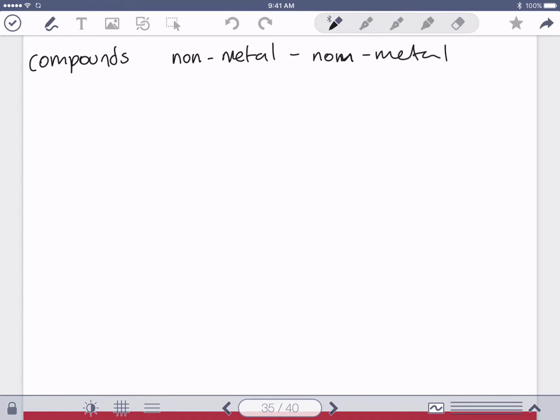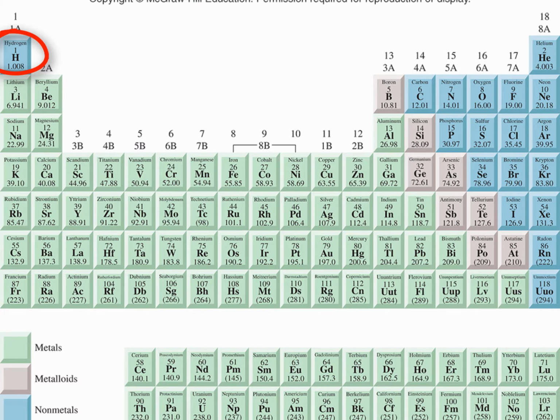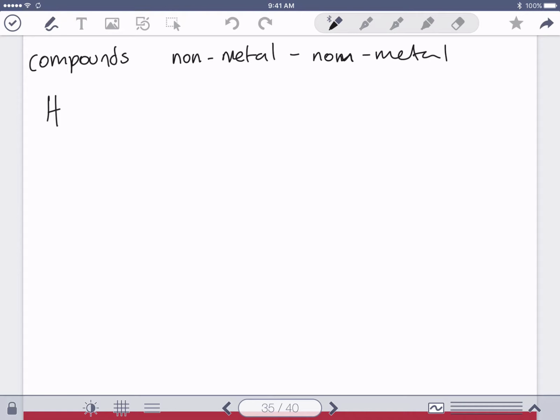So when we look at hydrogen in the periodic table, we're going to see that hydrogen has an atomic number of 1. So what does that mean? We practiced before that the atomic number will tell us the number of protons. So hydrogen has 1 proton, meaning it also has 1 electron.